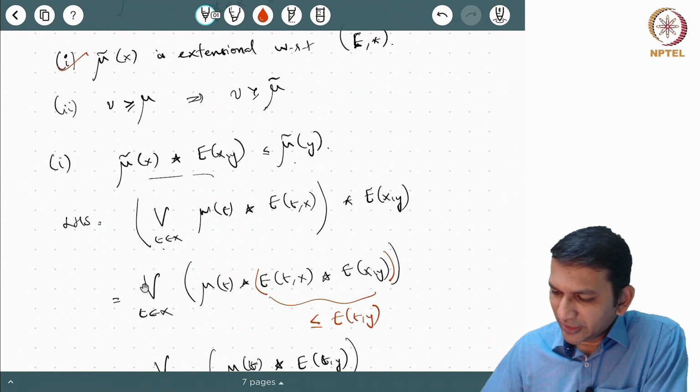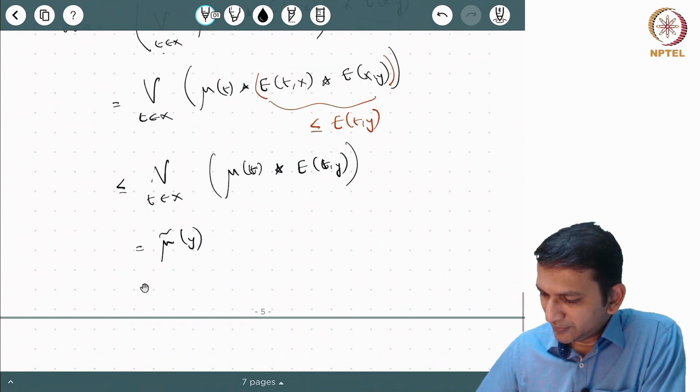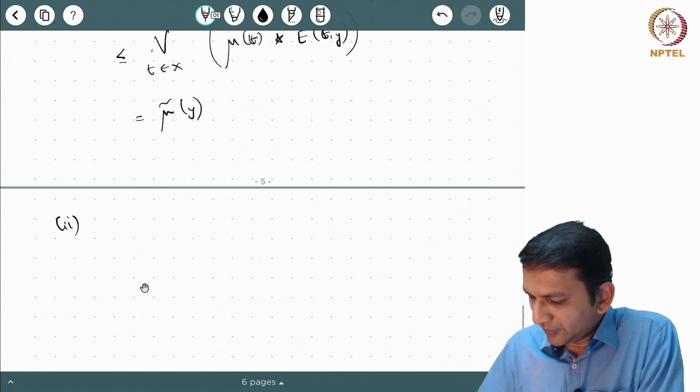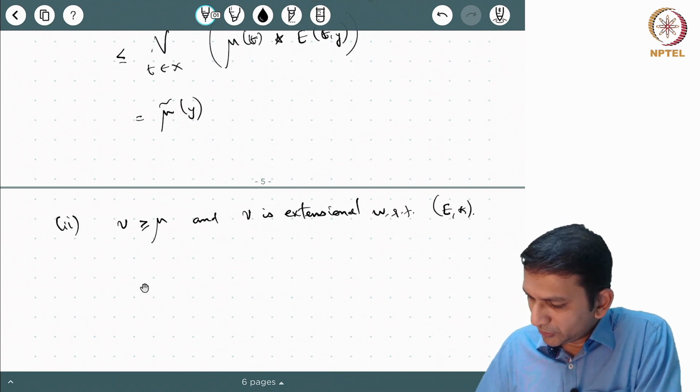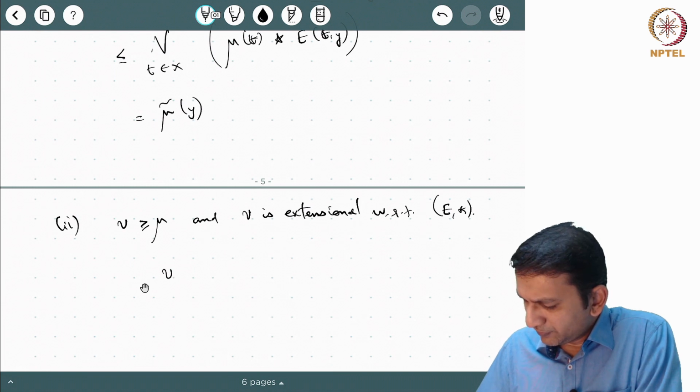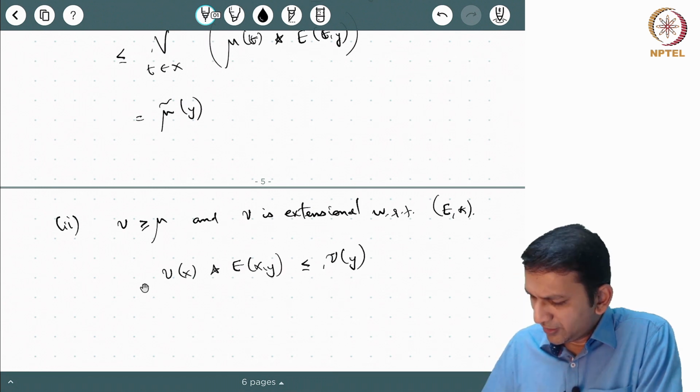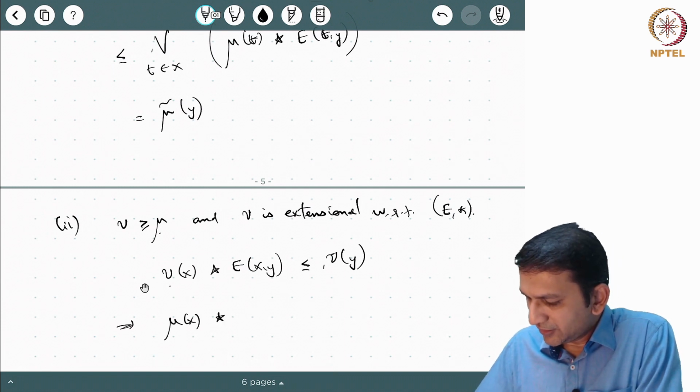So let's also show the second point. What are we given? We are given mu' is greater than or equal to mu, and mu' is extensional with respect to E and star. Now mu' is extensional means mu' of x star E of xy is less than or equal to mu' of y. But we know mu' is greater than mu, so this implies mu of x star E of xy is less than or equal to mu' of y.